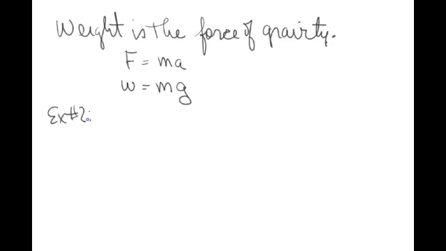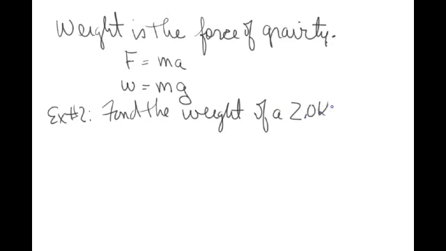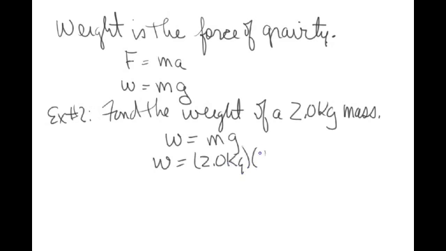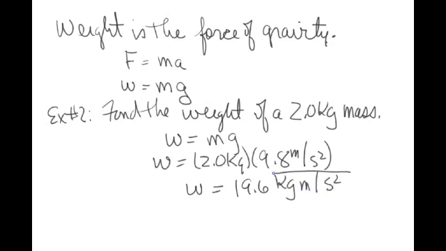Example number 2. Find the weight of a 2 kilogram mass. Weight is equal to mg. The weight of the body is 2.0 kilograms times 9.8 meters per second squared. So the weight of the body is 19.6 kilogram meters per second squared. Again, the definition of a newton, so the weight of the body is 19.6 newtons.